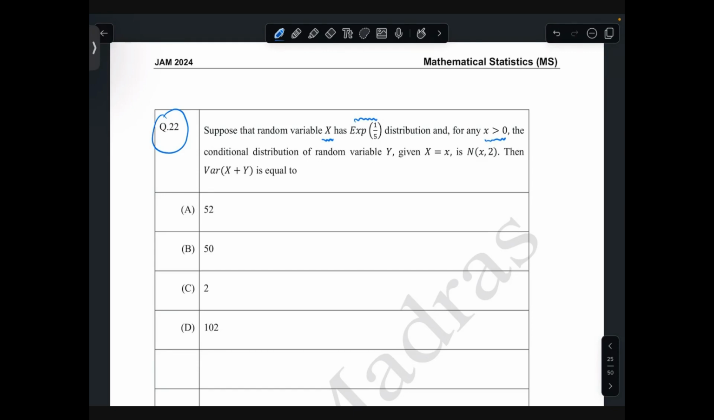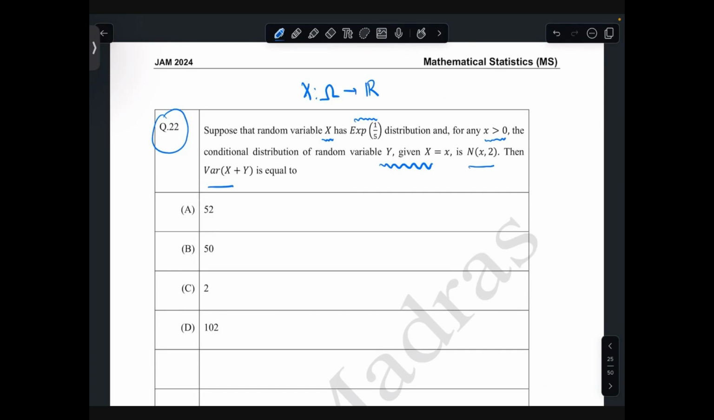The random variable X is nothing but a function from the sample space to the real number line, right? So X greater than 0 means it's only taking values in the positive reals. Then the question gives the conditional distribution of the random variable Y given the random variable X. I hope you all know this concept of a conditional random variable, and it's given that this is Normal(x, 2). Then you have to find the variance of X plus Y. So this is the whole idea.